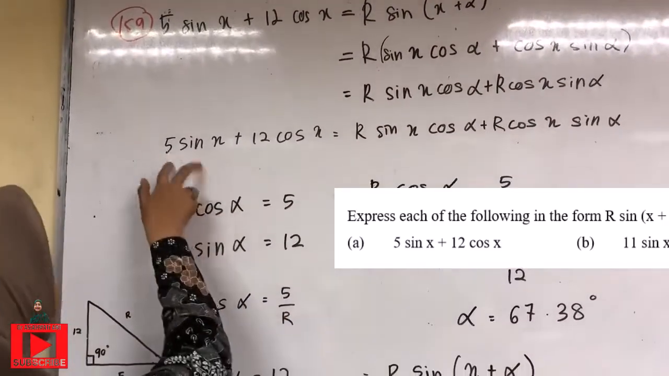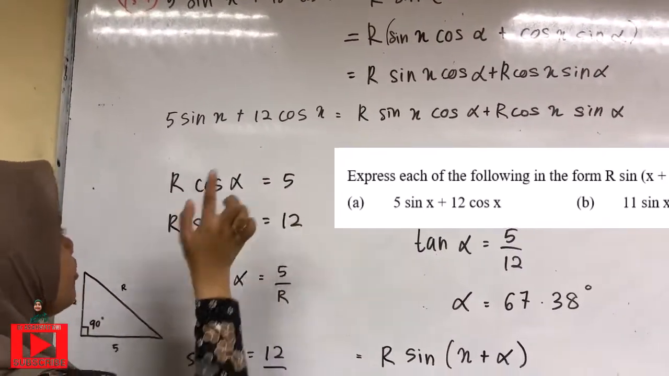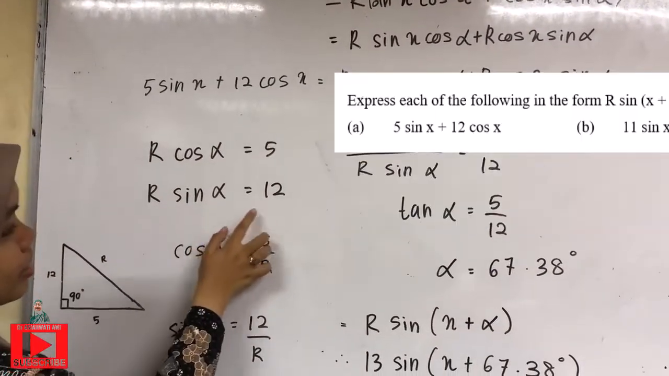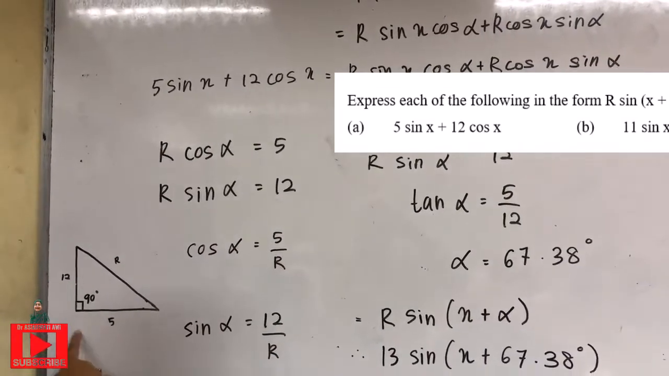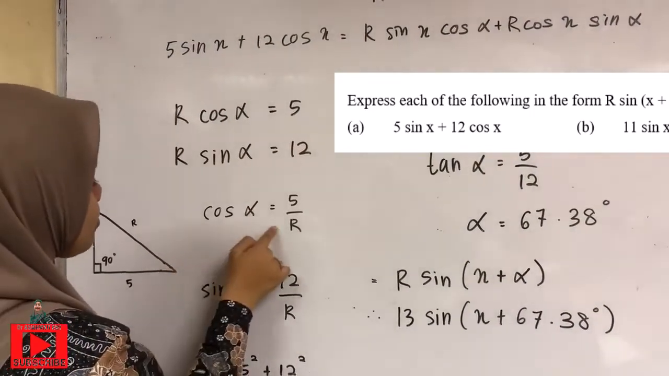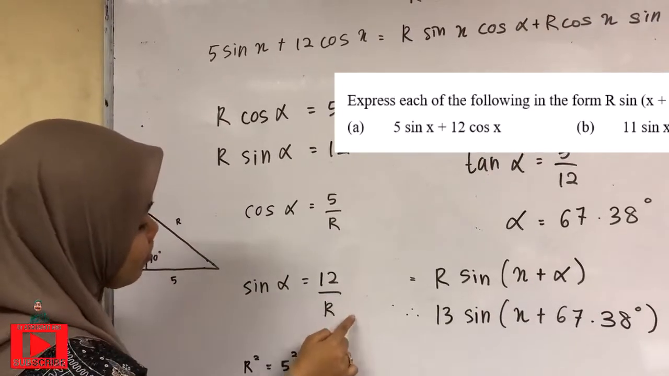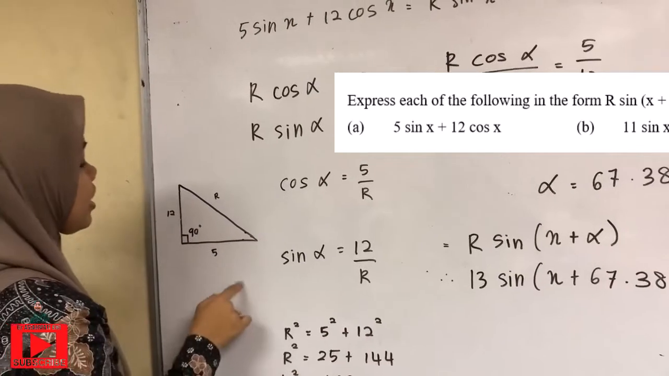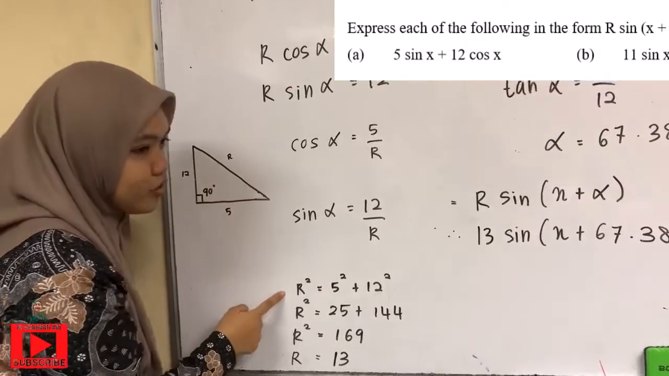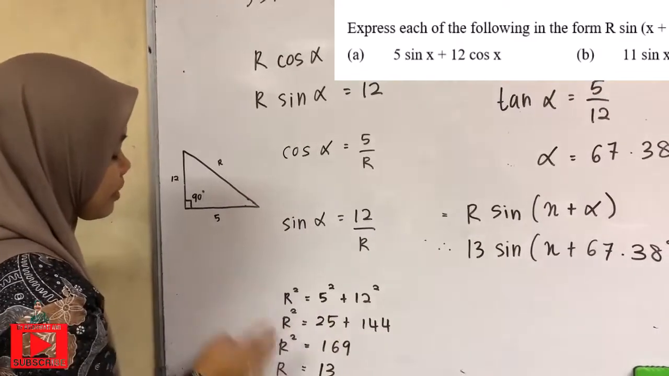Lepas tu kita compare lah 5 sin X dengan R sin X cos alpha. Dapatlah R cos alpha sama dengan 5. Sama juga 12 cos X samakan dengan R cos X sin alpha. Dapat R sin alpha sama dengan 12. And then kita buat teorem Pythagoras sebab kita nak cari dia punya R. So R ni pindah tinggal cos alpha sama dengan 5 per R. Sama juga dengan sin alpha equal to 12 over R. Lepas tu kat sini kita isilah 5, 12, R ikut cos dengan sin ni. Dapat kita nak cari R, kita buatlah ikut teorem Pythagoras punya formula. R square sama dengan 5 square tambah 12 square. Sampailah dapat R sama dengan 13.